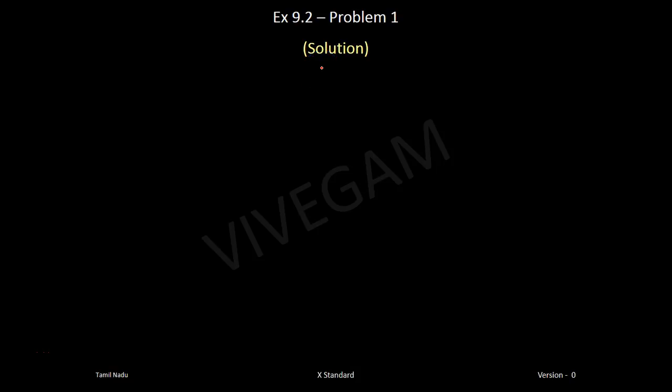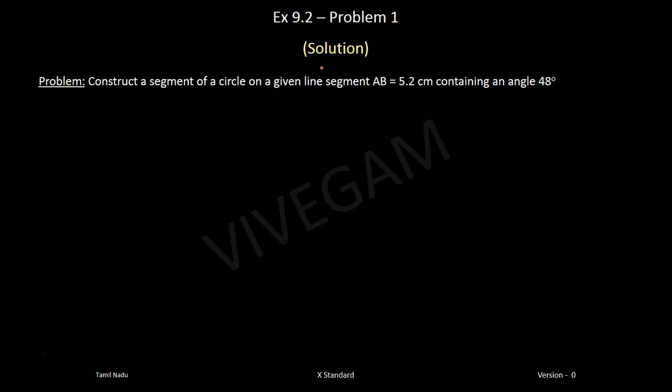Exercise 9.2, problem 1. Construct a segment of a circle on a given line segment AB equal to 5.2 centimeters containing an angle of 48 degrees. So we are given a line segment AB of 5.2, and we have to construct a segment of the circle containing an angle of 48 degrees.